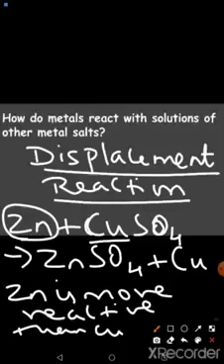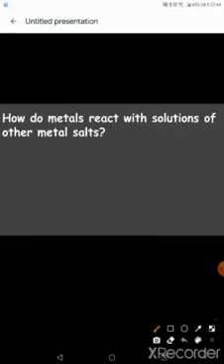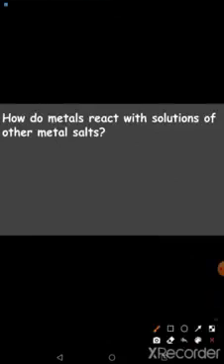Zinc is placed above copper. Therefore, zinc is more reactive than copper. So remember, a metal that is placed higher in the activity series can always displace the metal which occupies a lower position from the aqueous solution of its salt. I'll write it for you so that you all can remember it for a longer time.